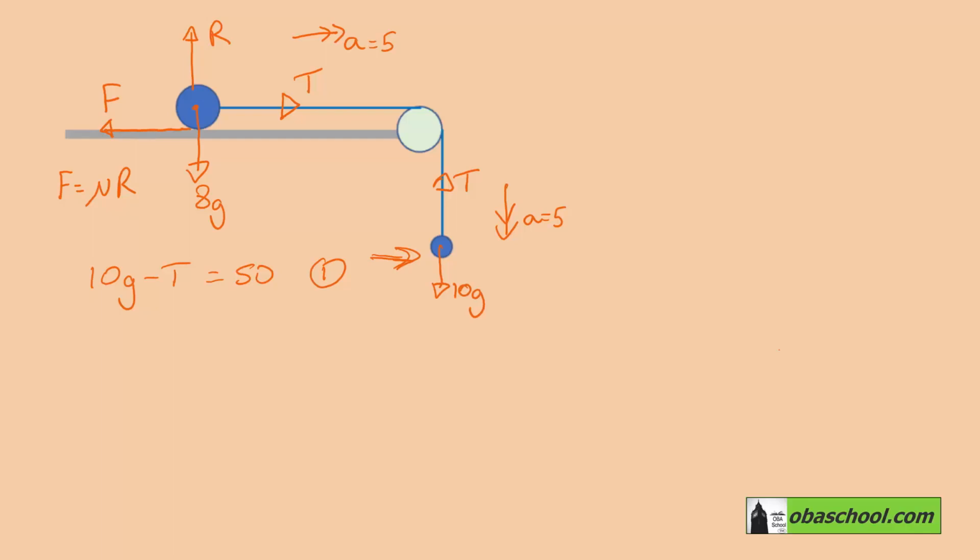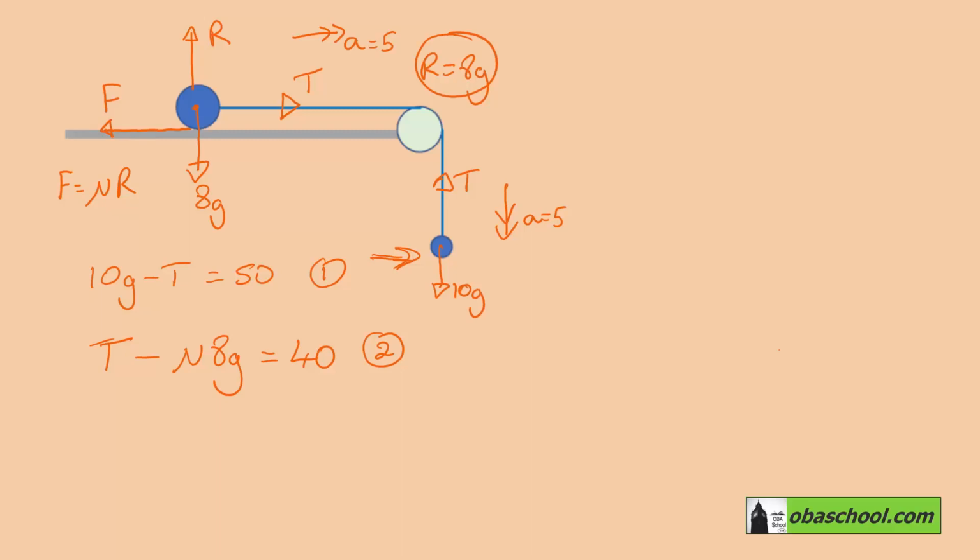Now up here, we know that the motion is going to be along the surface, and therefore R is equal to 8g. So, looking horizontally, we have T take away F. F is going to be equal to mu times R, which is 8g. And that's going to be equal to mass times acceleration. The mass is 8, acceleration is 5, so that's going to be 40. And so that's equation 2.